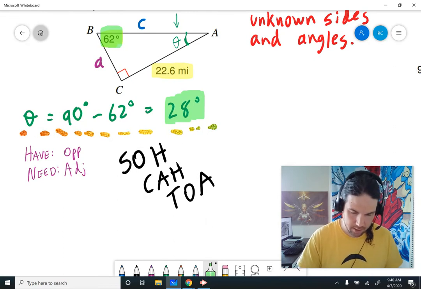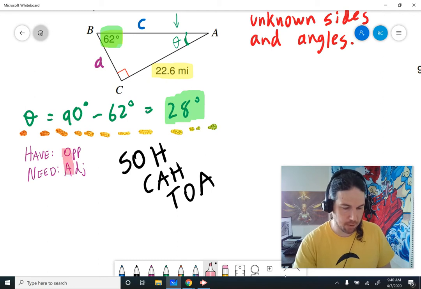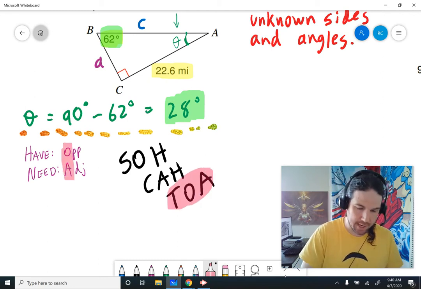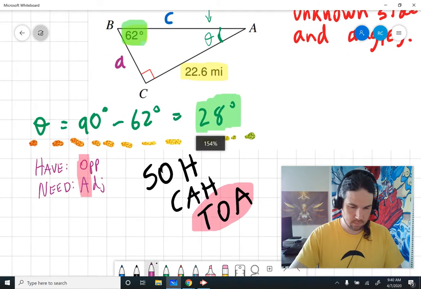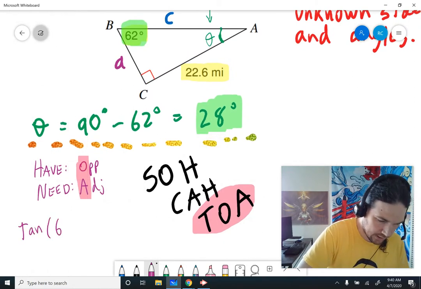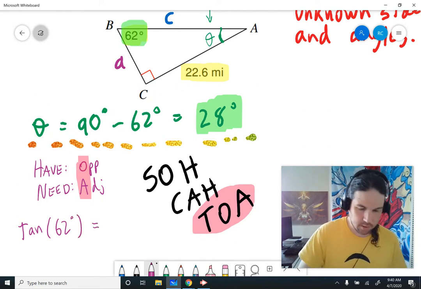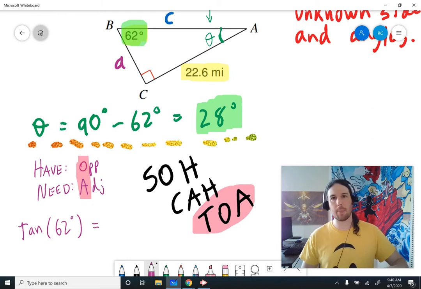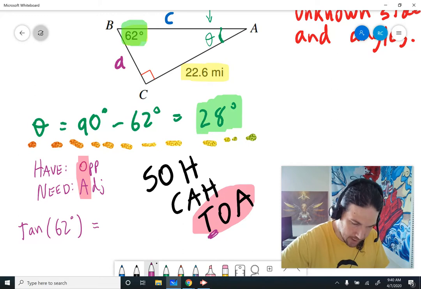Looks to me like the only one of these three that has both opposite and adjacent is tangent, TOA. So we're going to say that tangent of 62 degrees equals, now again, opposite over adjacent. Tangent, underlining it, is opposite over adjacent.